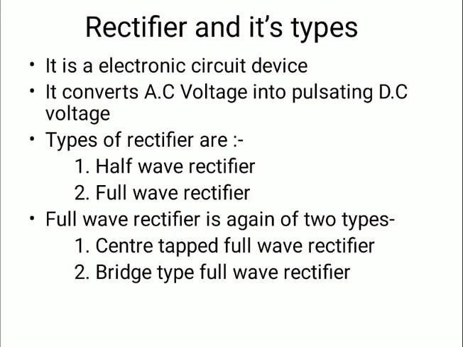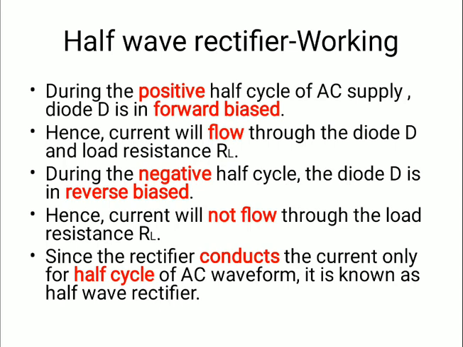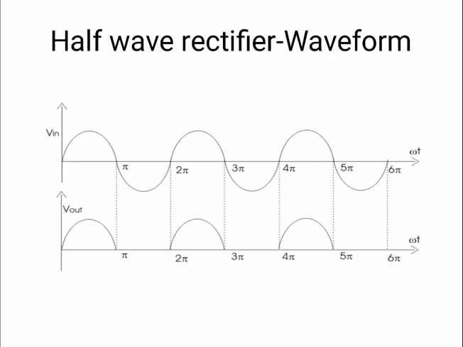In the last lecture we have seen the working of the half wave rectifier. This is the waveform of the rectifier. You can see that only the half wave is rectified and the next half is removed. That is why it is known as a half wave rectifier.